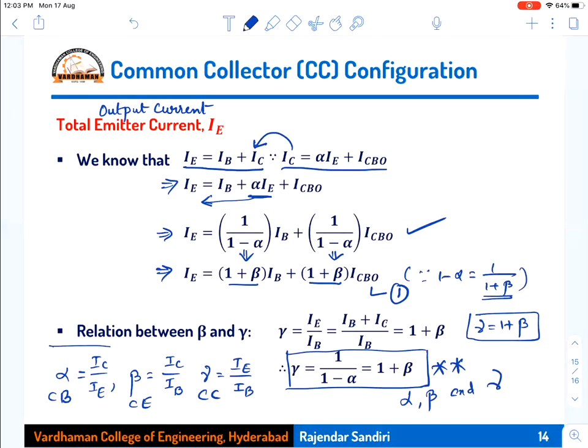So these three definitions of alpha, beta, gamma and the relationships between them are given like this. And in each of these configurations, the output current expressions are also derived in terms of alpha, beta, gamma, base currents, collector currents, emitter currents, and reverse saturation currents ICB naught or ICE naught. So all these equations you have to remember and use them while solving problems. Okay, this is all about the transistor configurations.